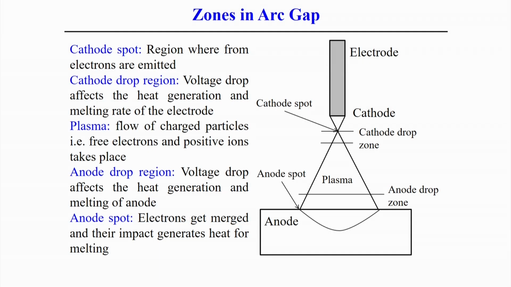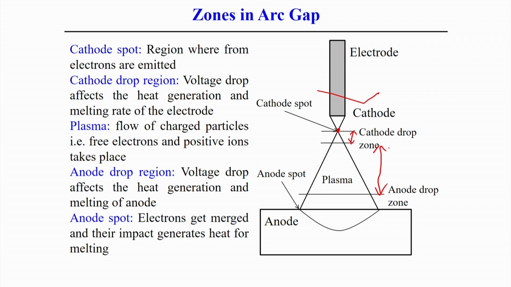Now, if we look intuitively at the different zones in an arc gap, first is the cathode spot, the zone from where electrons are emitted from the cathode. First the electrode is there, and from the electrode there is the cathode and the cathode drop zone. These two make up a certain zone from the cathode, and this zone is called the cathode spot.